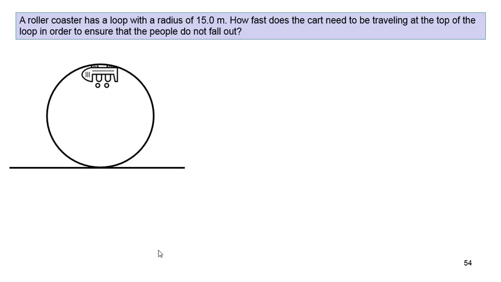So let's look at an example where we can see how fast we need to be going. So here's a roller coaster. It has a loop with a radius of 15 meters. I want to know how fast the cart needs to be going at the top here to ensure that the people don't fall out, even if they don't have seatbelts on.